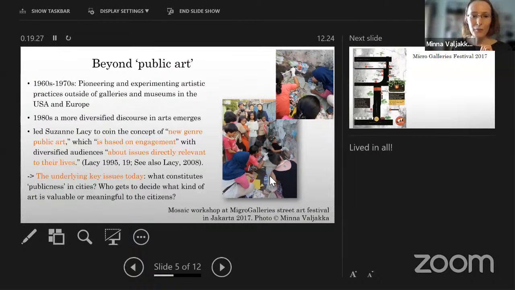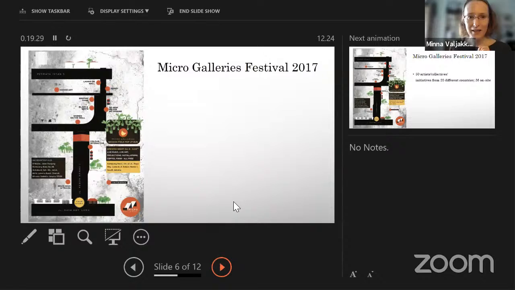So the Micro Galleries Street Art Festival happened in 2017 in Jakarta. I was there for a week to follow up and take photos, etc. So it's one alley, about 500 meters long, and it had several different interventions and workshops happening at the same time. It's called Jalan Gebon Nanas 1, that was the name of the alley. I don't think you can see it from the map. I'm sorry about that.